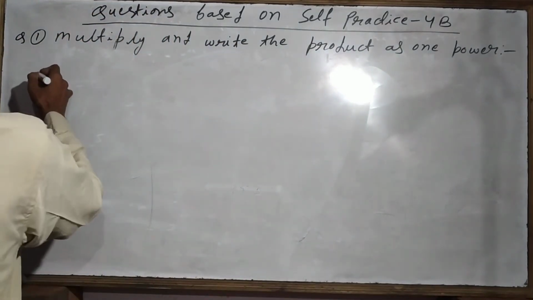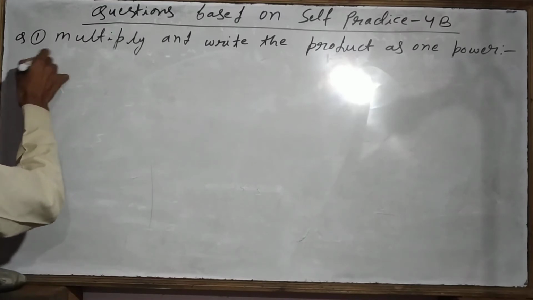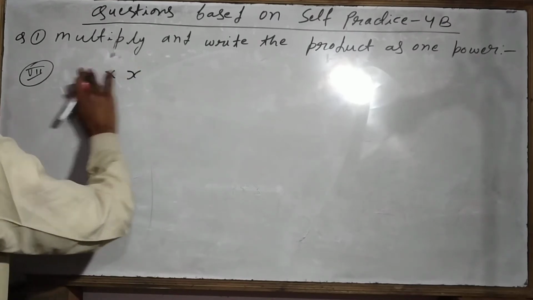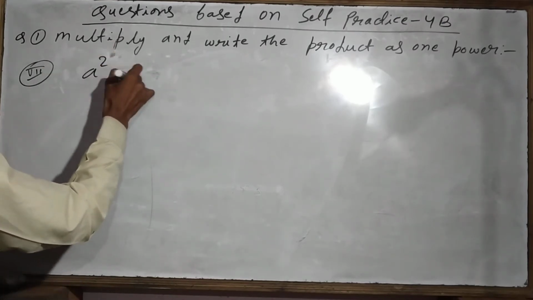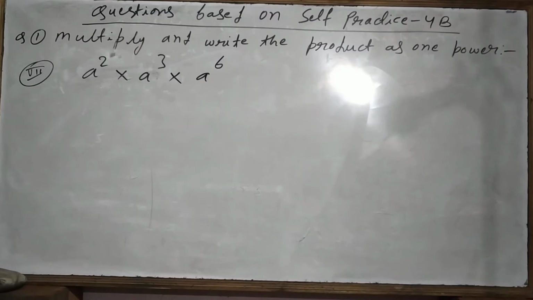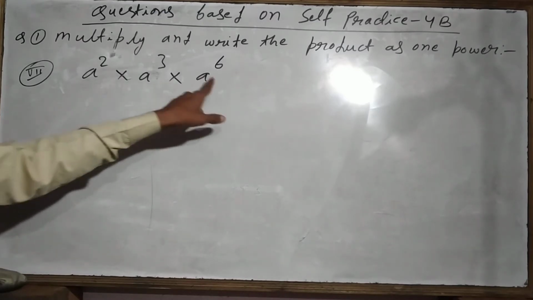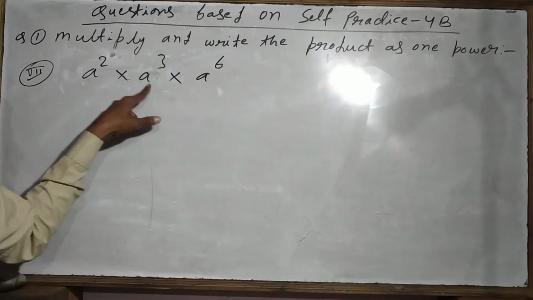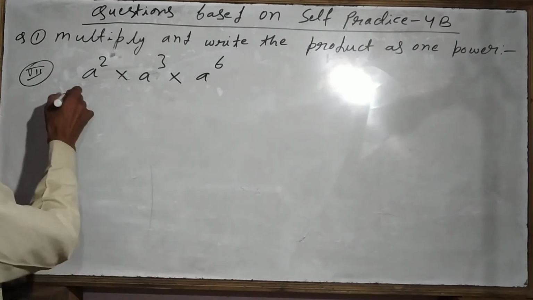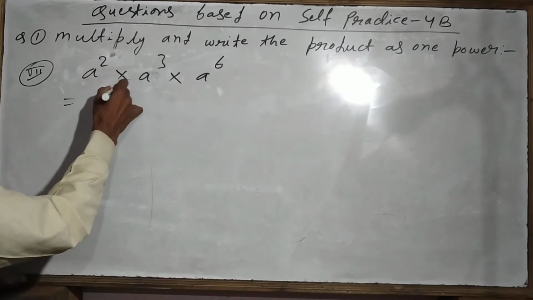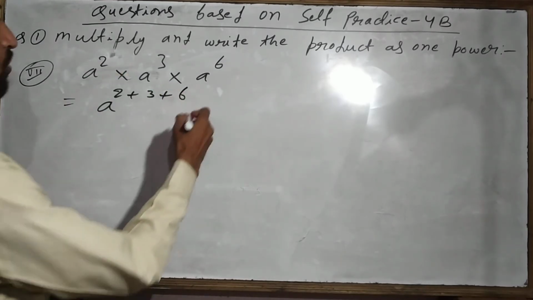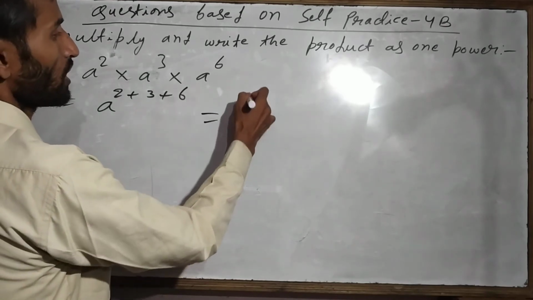Means like this, a power 2 into a power 3 into a power 6. So just you see here, again the base is the same, a. The power is different only, okay, and here multiplication is given. So again we will add all the powers. So a power 2 plus 3 plus 6 like this. Just add all the powers. Now how much will come? 2 plus 3 is 5, 5 plus 6 is 11. So a power 11 will come.